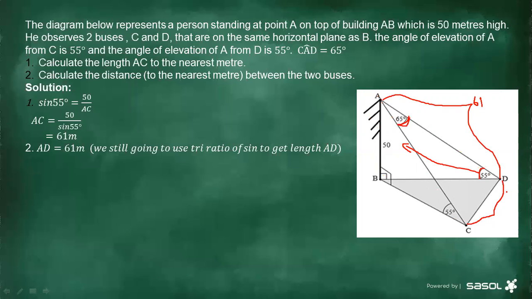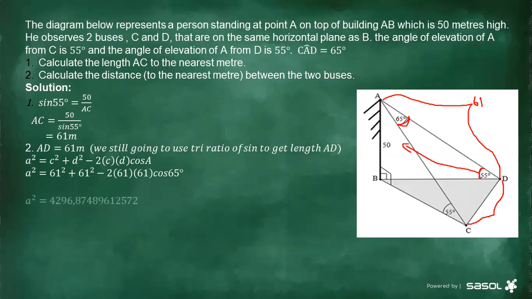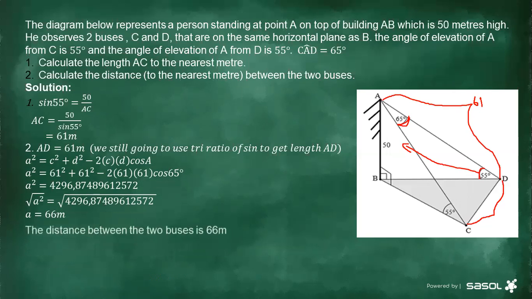So for us to calculate DC, of course, we are going to use the cosine rule. You write the correct formula for the cosine rule, then you substitute the values and press your calculator. Then you put a square root on both sides so that you can get the value of A, not A squared. The value of A equals 66 meters. Therefore, the distance between the two buses is 66 meters.